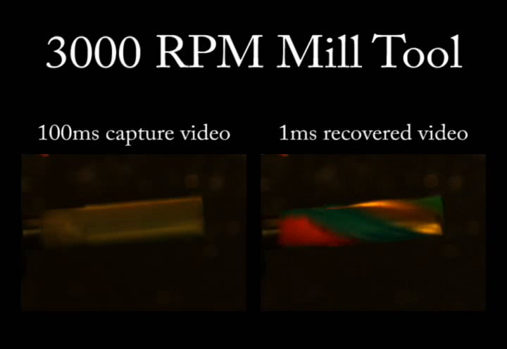For example, here is a tool in a mill rotating at 3,000 rotations per minute. On the left is a video taken using a normal 10 Hz video camera. The image is completely blurred as the tool makes 5 revolutions during each frame's exposure. Using our method, we can reconstruct the high-speed video, as shown on the right. The reconstructed video has a temporal resolution of 1 frame per millisecond, 100 times faster than the normal video.